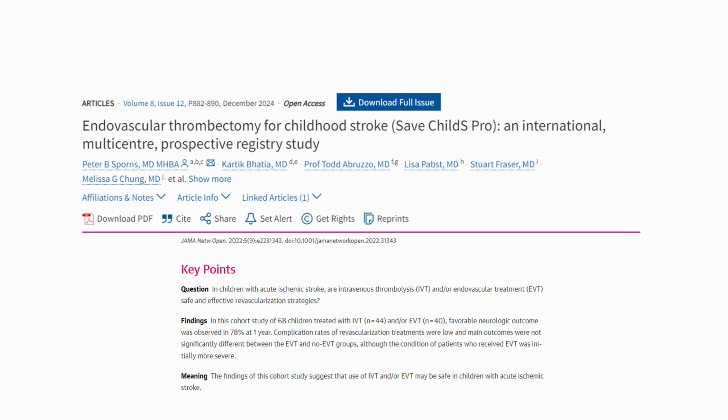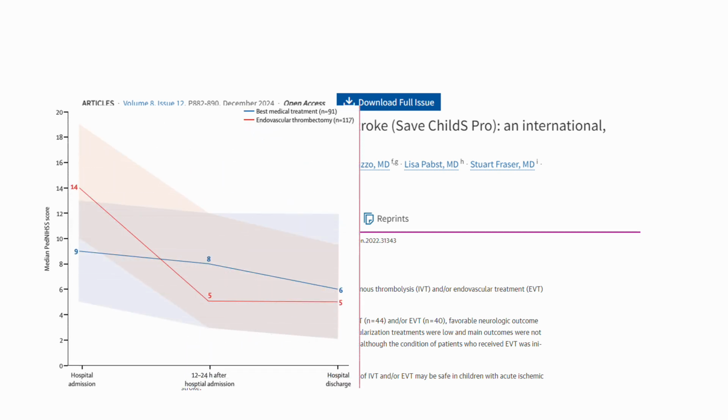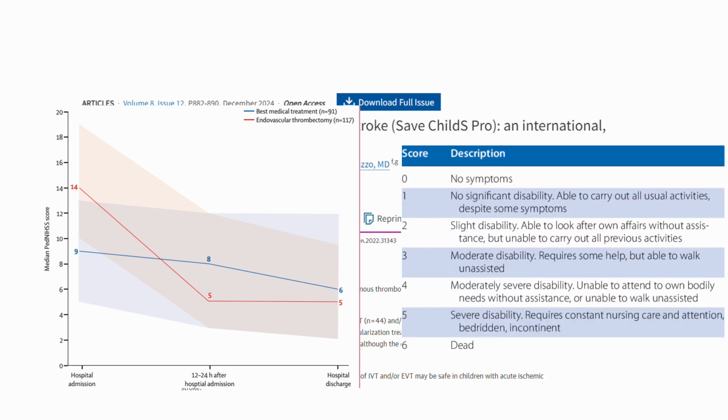This involved 91. So what they did was that they measured the median pediatric NIHSS score on admission, which was higher for those who were selected for endovascular thrombectomy, and lower, which is the blue line, for those that were selected for best medical treatment. How they assessed the outcome was to look at the MRS scores.